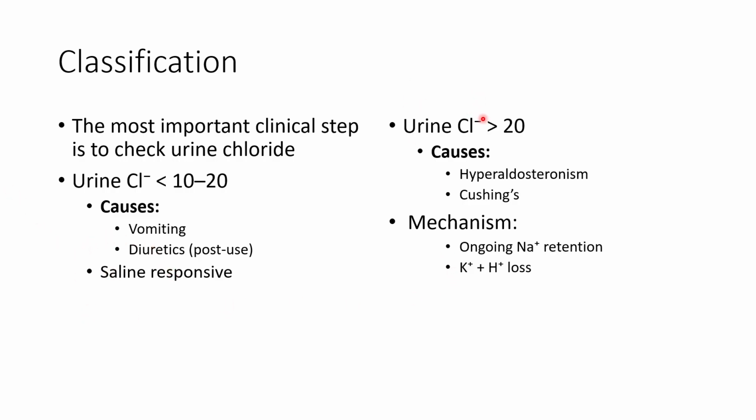Now in case the chloride is more than 20, that means the body has reserves of chloride and it is actively secreting or losing chloride. It can happen in two conditions, either hyperaldosteronism or Cushing's. Why does it happen? It is because there is ongoing Na+ retention due to increased steroid, whether it is aldosterone or glucocorticoid, and that leads to loss of potassium and hydrogen. And to maintain neutrality, there is also loss of chloride.